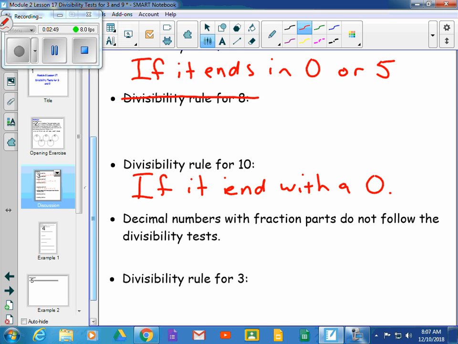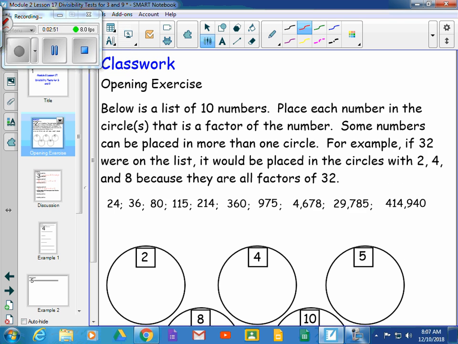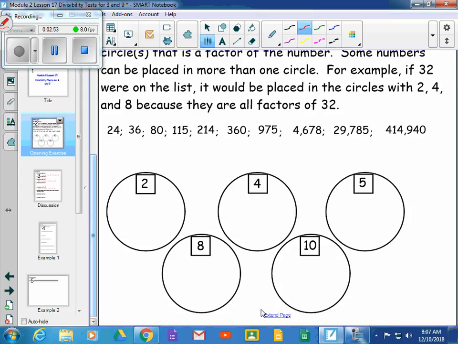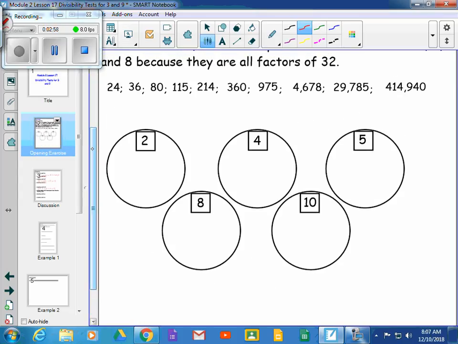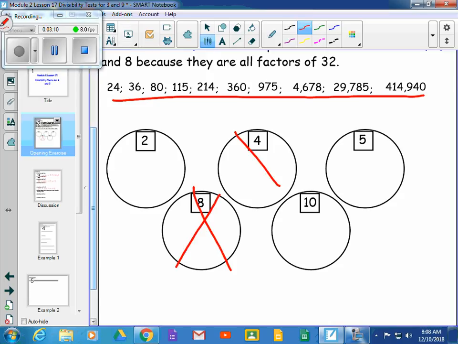So what I would like you guys to do after you finish listening to this video is to place the following numbers up here in the correct rings. Now they may go in more than one ring. They might go in all the rings. They might not go in any ring. You can skip 8 and 4. We're only going to focus on the rules for 2, 5, and 10.